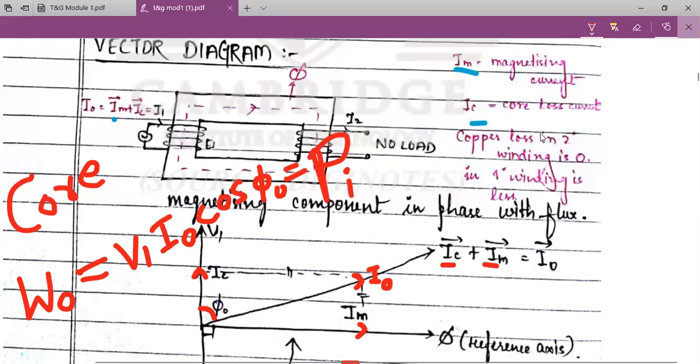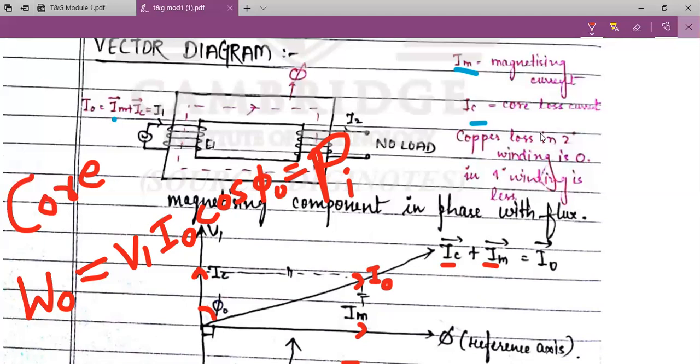No, sir. Okay, so this is for the practical transformer on no load. Today we discussed some review portions, that is some basics of transformer, losses of transformer, types of transformer, and the EMF equation of transformer.